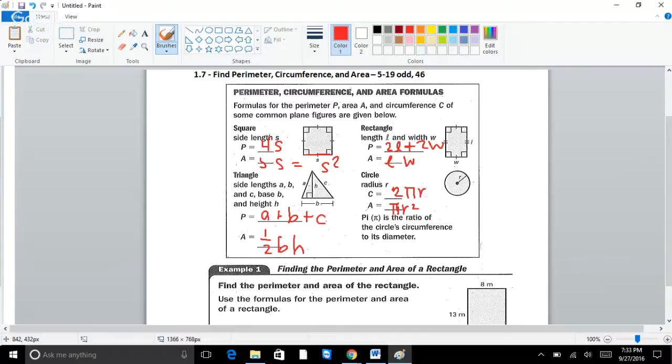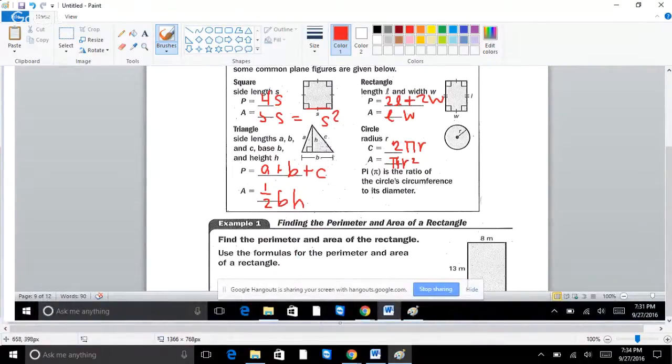And we're just going to do some practice problems with that. So example 1 says, find the perimeter and area of the rectangle. It's kind of got cut off a little bit here, but our rectangle is 8 meters by 13 meters. So I know that the perimeter is 2 times the length plus 2 times the width. So it's going to be 2 times 13 plus 2 times 8. And if you calculate that, I get 42 meters, because our original measurement is in meters.